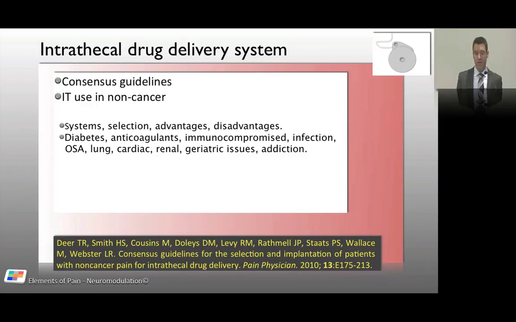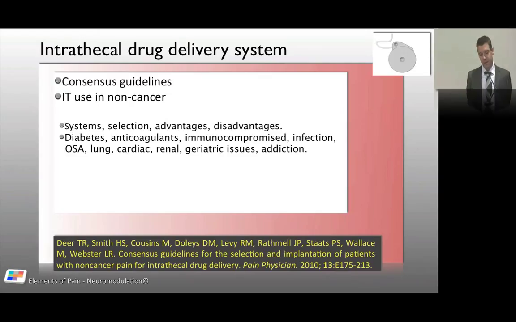Cost is a big issue, and there are a number of other things that need to be considered when using them in cancer pain. So cancer pain, non-cancer pain, and also for muscular abnormalities and spasticity, so the use of intrathecal baclofen pumps as well. So those are the three main groups of intrathecal drug delivery. But this paper concentrated on non-cancer pain, and as I mentioned, it's a consensus guidelines, and it was quite a good overview, and I recommend, if you have any interest in this, then having a look at this paper.